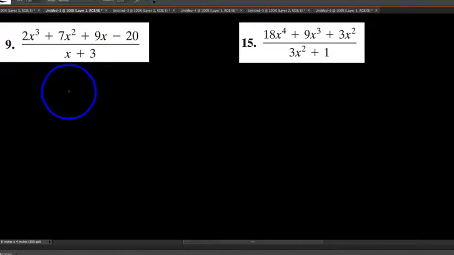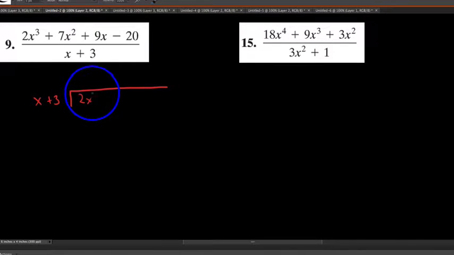So very quickly with number 9, I'm not going to proceed to do this, but I want to bring up the fact that a rational expression, or a fraction here, represents the top being divided by the bottom. So to set something like this up would just be x plus 3, and then on the inside we have 2x cubed plus 7x squared plus 9x minus 20.